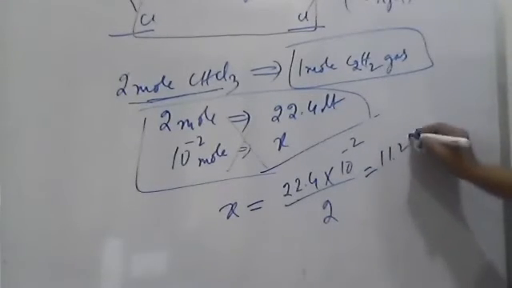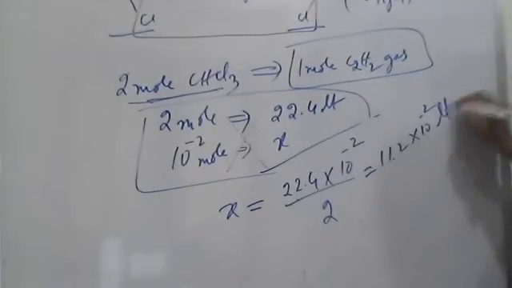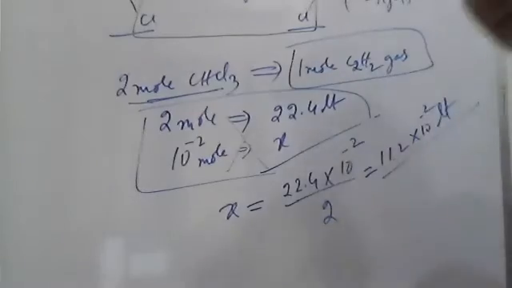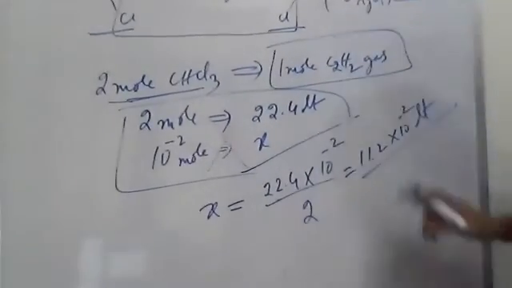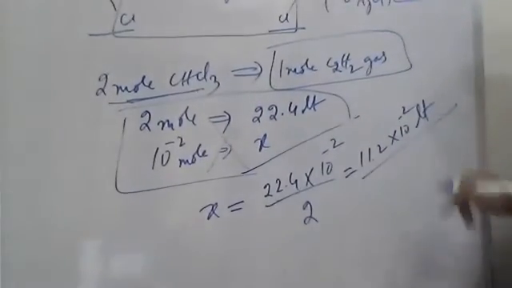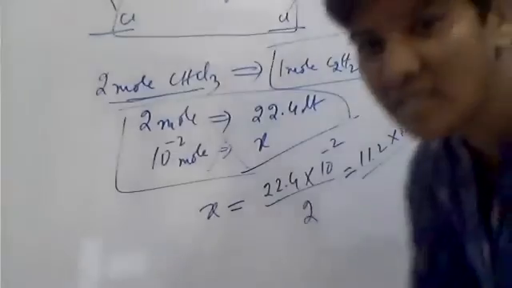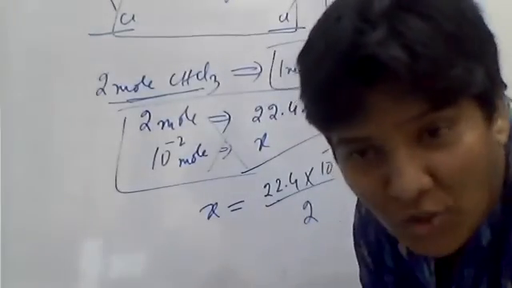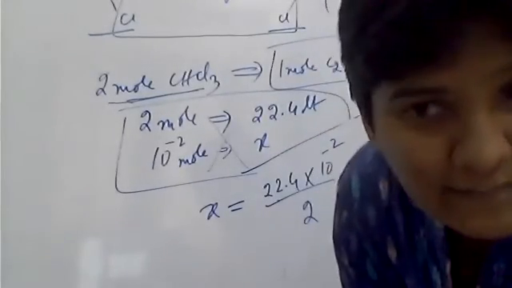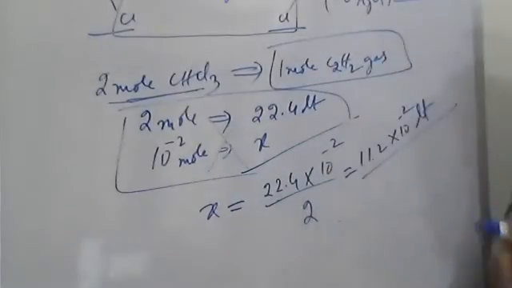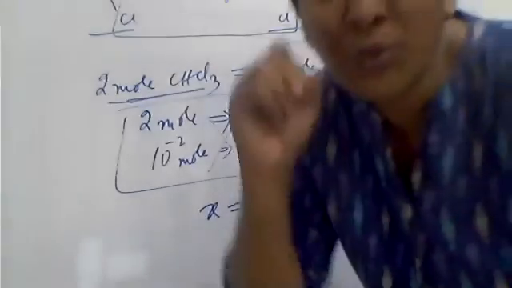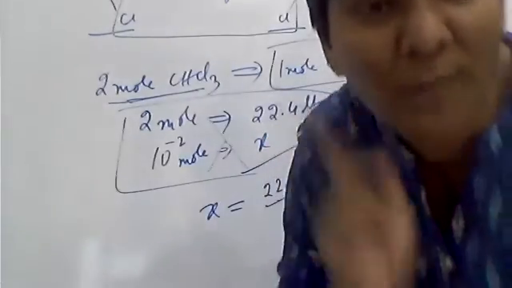11.2 into 10 power minus 2 liters. I find the answer. Got it? Okay, that is 11.2 into 10 power minus 2 liters, or someone gave the answer 0.112 liters. Got it? You have to do it in this way. So what do you need? You need to read the question properly.